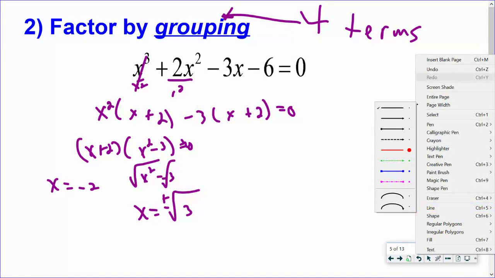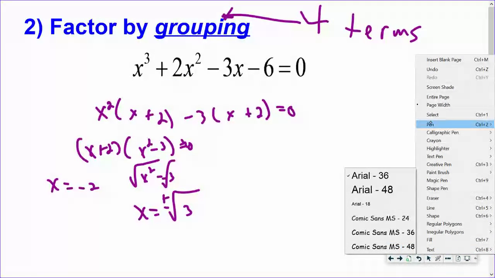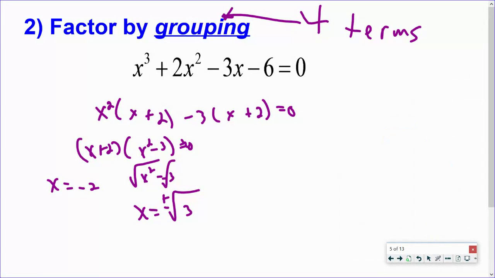Just trying to find the eraser. There it is. Okay, has 3 answers. I can tell that it has 3 answers by when I first look at this. It has a power of 3, so I should have 3 answers. The square root of 3 is not a very pretty answer, but it works.